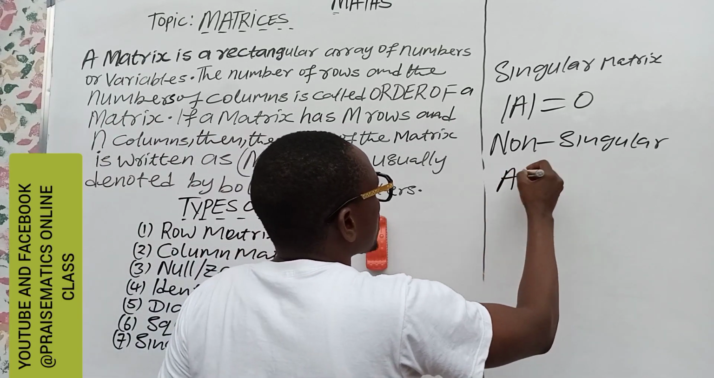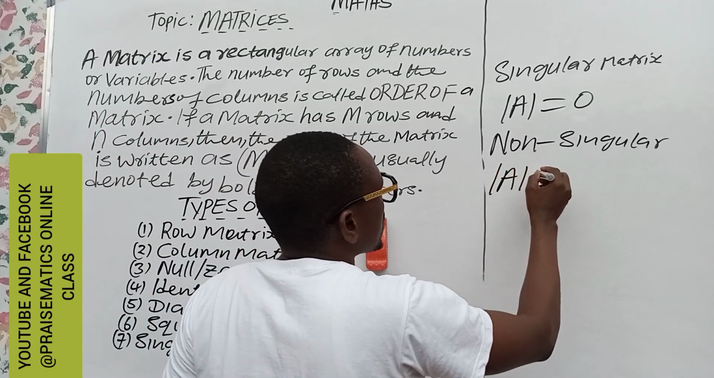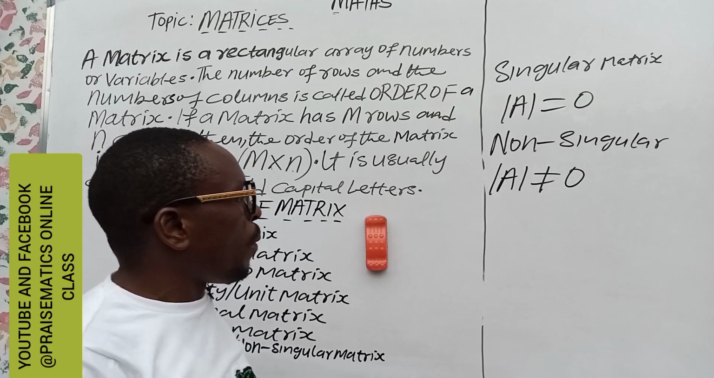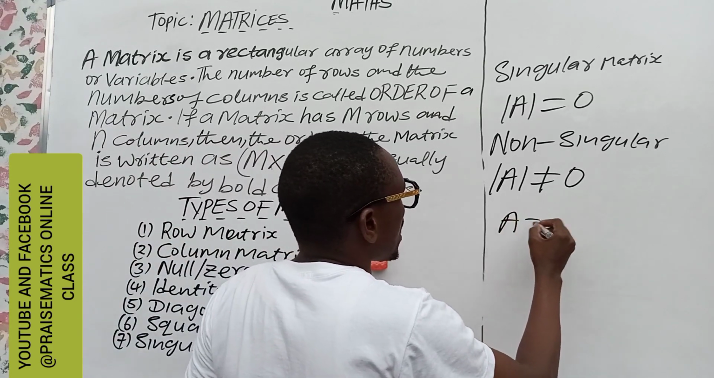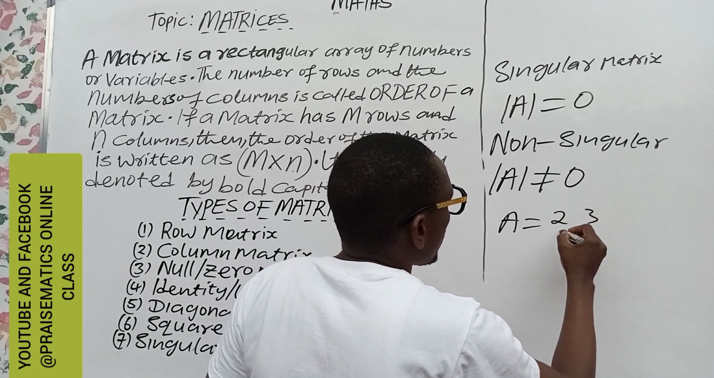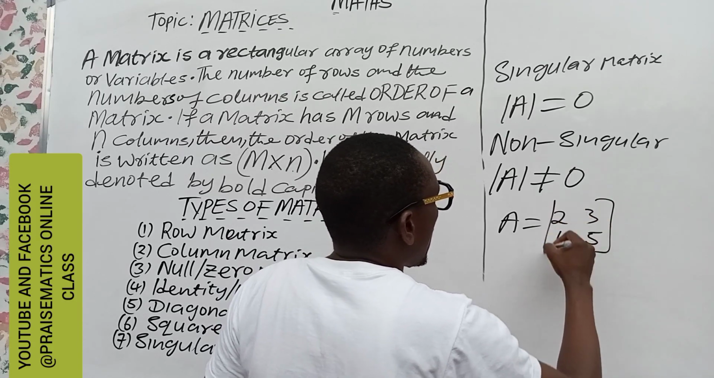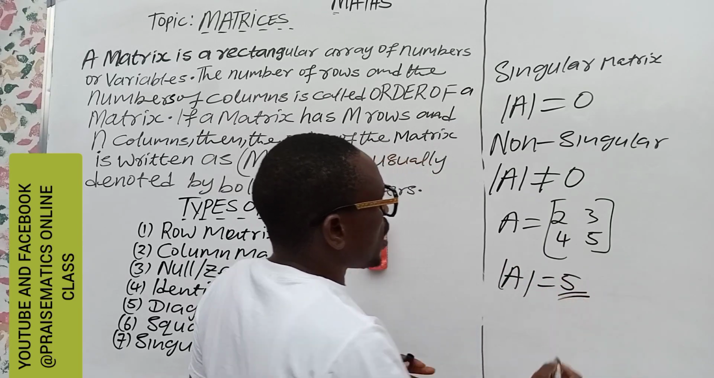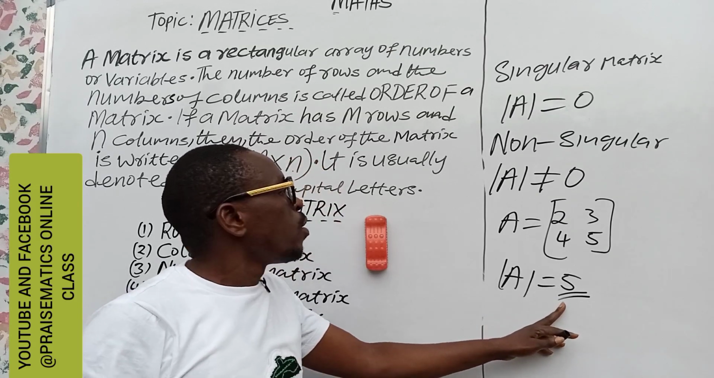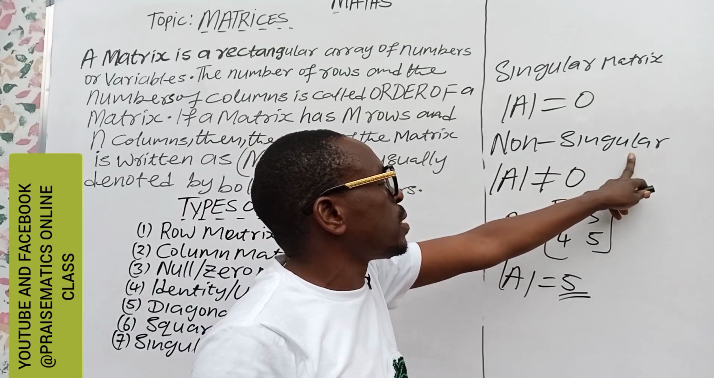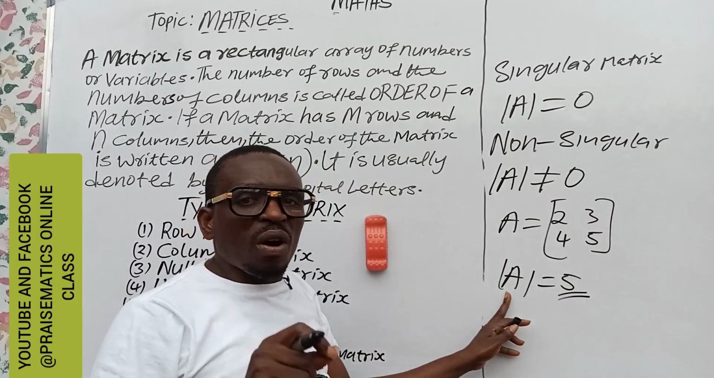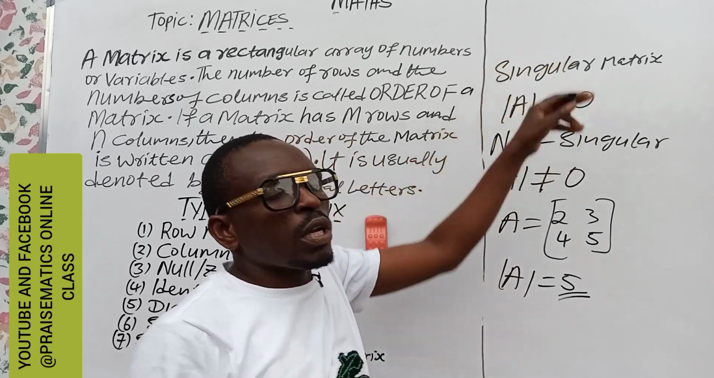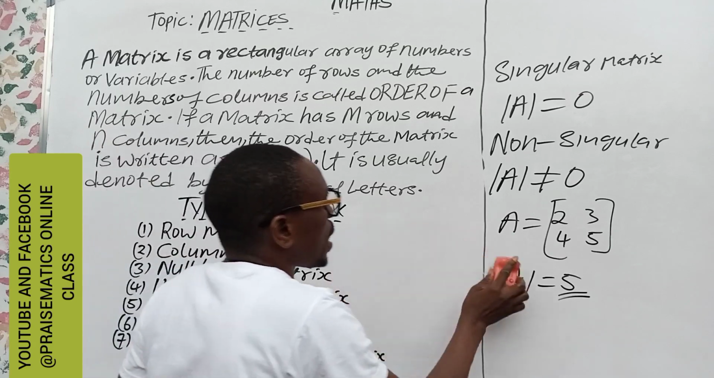So if the determinant of any given matrix is not equal to 0, you call it a non-singular matrix. In other words, if you find the determinant of a matrix, say 2, 3, 4, 5, and after finding the determinant you get 5, a non-zero number, we call it a non-singular matrix. But if after solving the determinant of any matrix you get 0, you call it a singular matrix. That is how to do it.